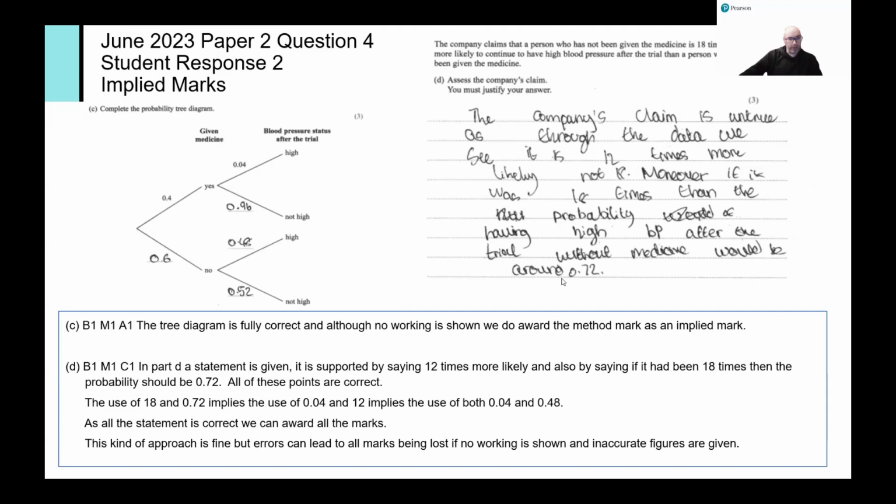They've got their tree diagram correct. Again, there's no working out shown, but because we've got the correct values there, they're implying that those values are correct. And in part D, all the marks are awarded. They've used some correct figures and they have explained it correctly. So we need to be careful that we tell students to be a bit more careful showing their working out. If they were to write some stuff that had a wrong figure there, they're going to lose quite a lot of marks. So let's make sure we drum that into students, that they do show plenty of working out.